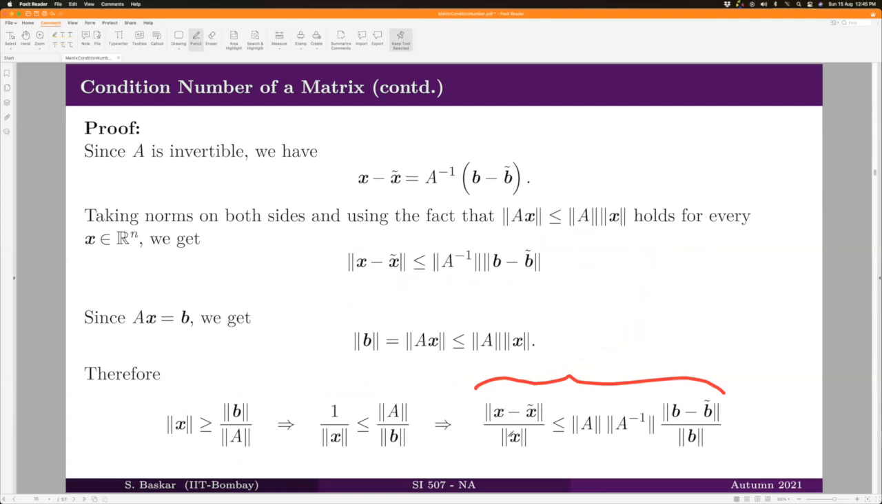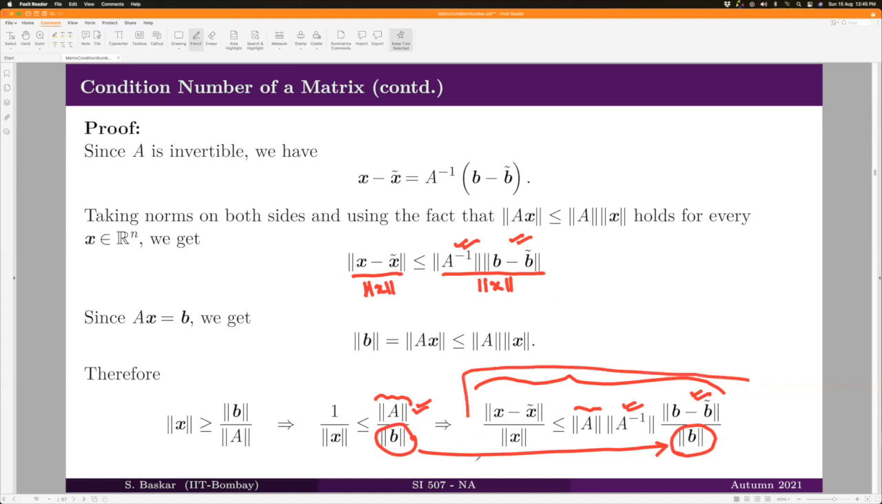Norm x minus x tilde divided by norm x is less than or equal to norm A, which is coming from here. Remember, we have norm x here and we have norm x here, and that we are now replacing by this. So norm A is sitting here. Norm A inverse is already there. And b minus b tilde is there. And divided by norm b is coming from here. So this is exactly what we want to prove in our theorem. So with this, we have proved our theorem.